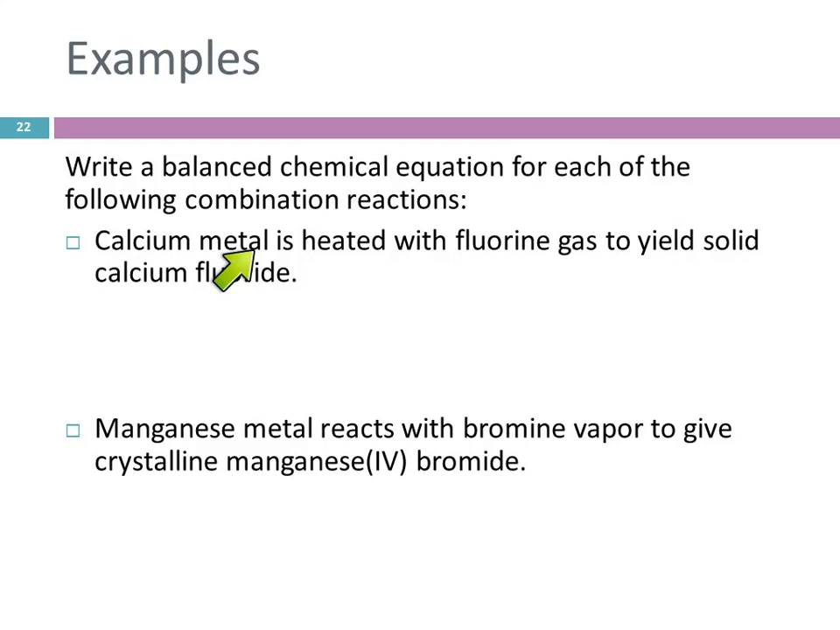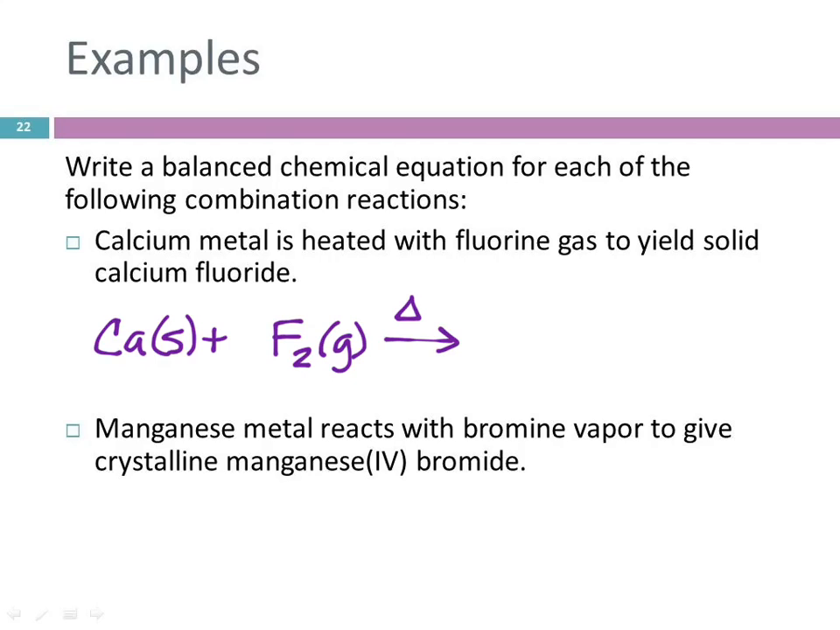Here we have calcium metal is heated with fluorine gas to yield solid calcium fluoride. So the metals are all just monatomic. It's just the element symbol. So calcium is Ca, that's a solid. Fluorine, what's the formula for fluorine? F2. It's one of those 7. That's a gas. We have an arrow, heated with. So we need to put the triangle. And then the product is solid calcium fluoride.